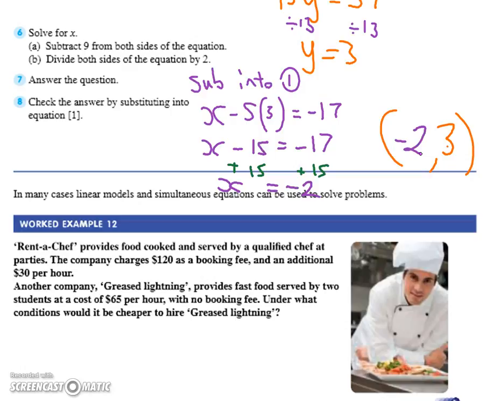Does that seem all right? It is a bit more complicated because you have to manipulate the equations. But the thing to remember is when you manipulate equations, as long as you do it to both sides of the equation, you're pretty much fine. Okay?